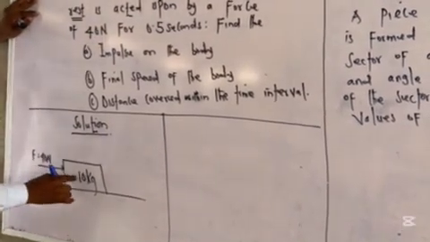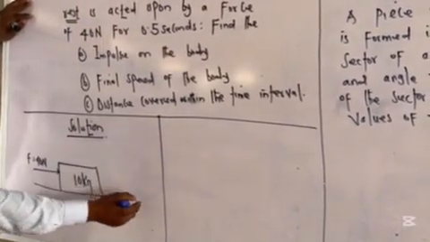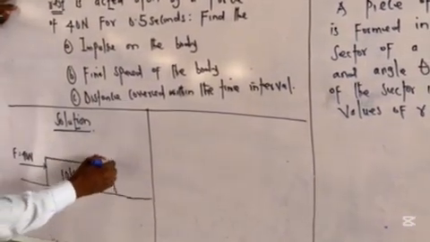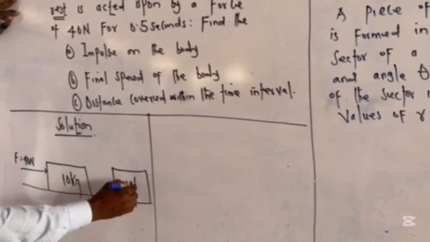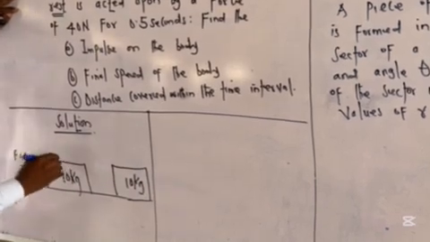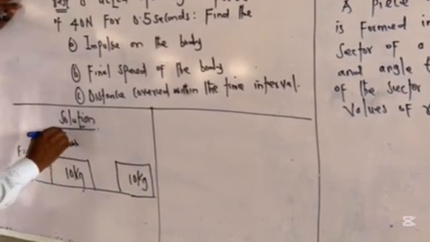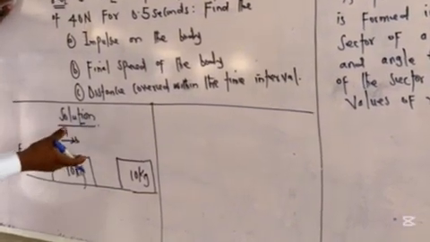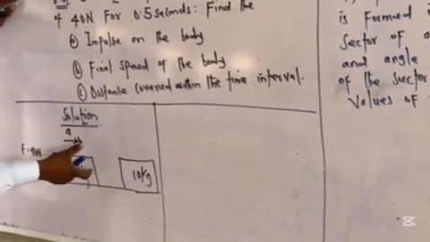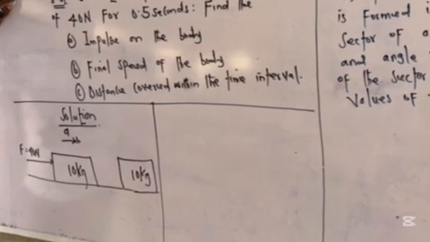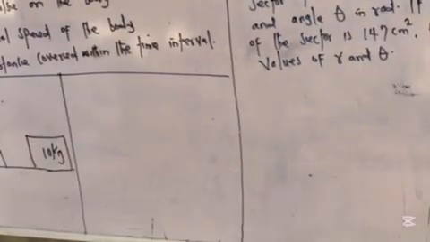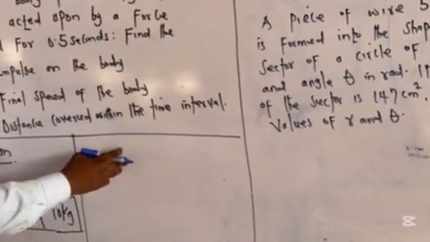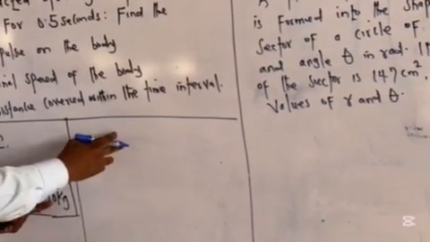Since the force acts on the body, what will happen to this body? It will accelerate or move forward. So after the application of force, let's assume the body moves to this point, the same 10 kilograms. The force will cause the body to accelerate. Let's call the acceleration a. Acceleration also goes with velocity, that is, as the body accelerates, it moves with both acceleration and velocity. The force is applied for a period of 0.5 seconds, which is the time it takes the body to move from this point to this point.